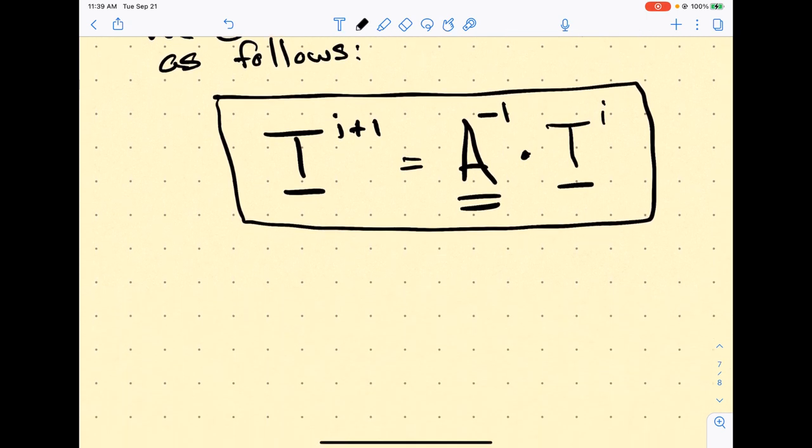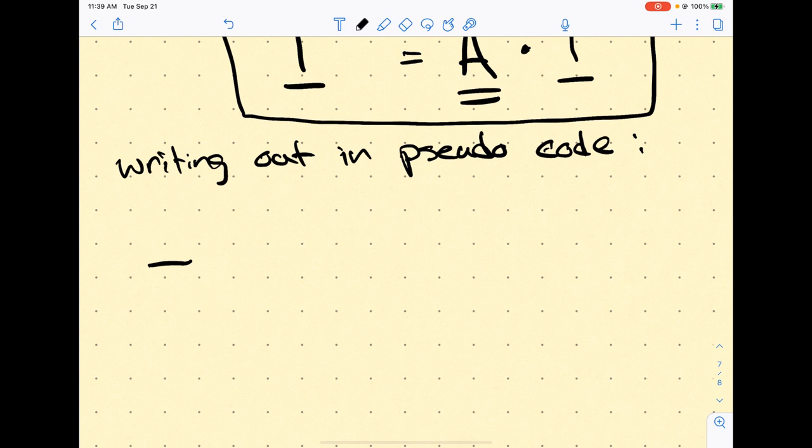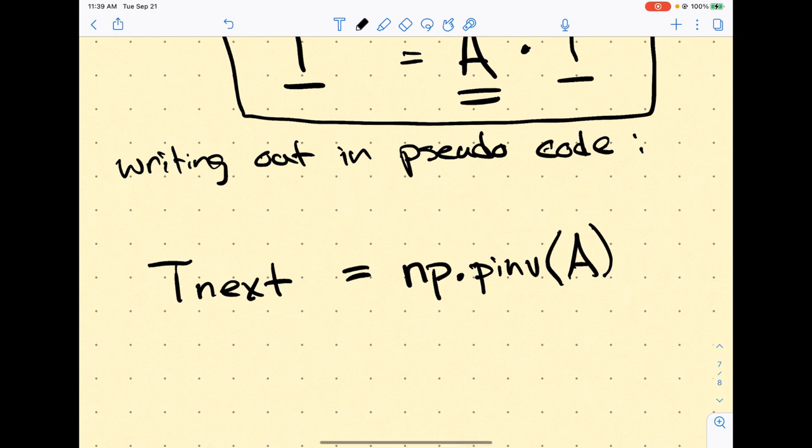And if I explicitly write this out in pseudocode, this would look something like my T at next is equal to, and in NumPy, we're going to use something called pinv. I'll tell you why in a second. pinv A times T at the last time step.